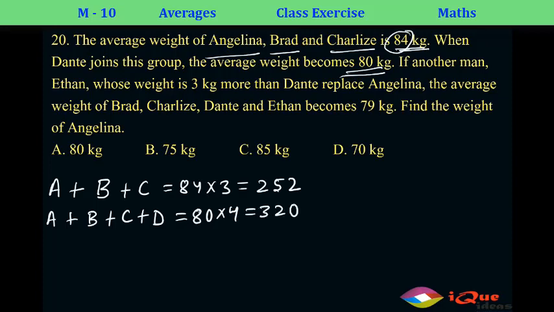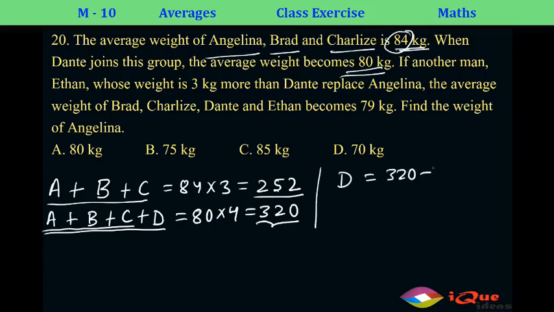Now from here you can see that 320 is the sum of ABCD. 252 is the sum of ABC. So if I put 252 in place of ABC, I'll get the value of D. So the value of D will be 320 minus 252. As you can see, 320 is ABC and D, 252 is only ABC. So if we subtract 252 from 320, you get the value of D. So the weight of D is equal to 68 kg.